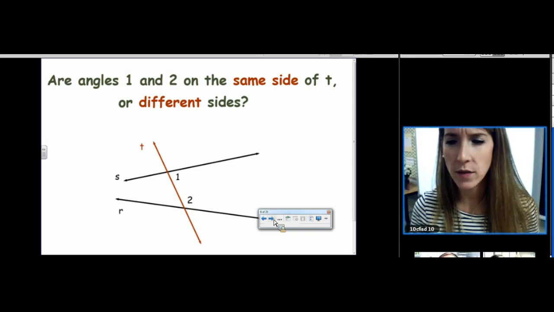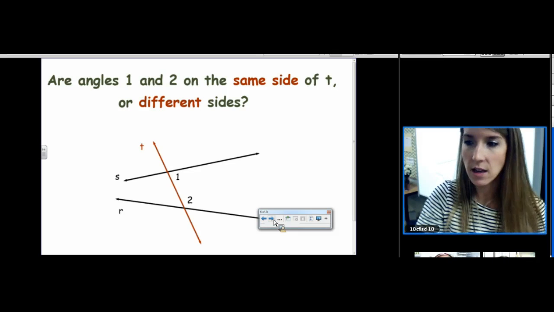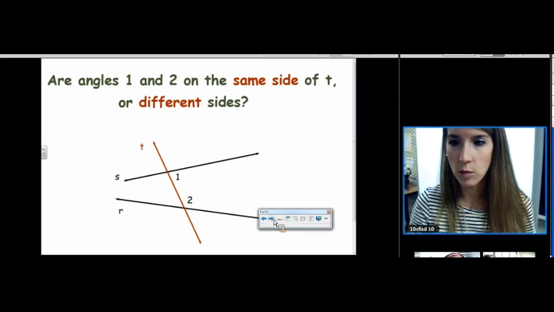No, there can't be 2 transversals in one cluster. Well, oh yeah, another one could cut in. Yes, it could. And you'll see that on your homework, I think.